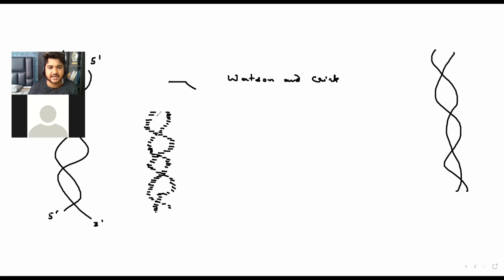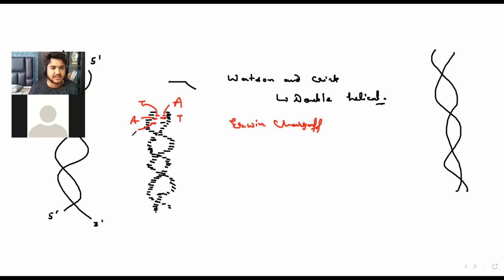And the pairing of nitrogenous bases inside was explained by Erwin Chargaff. He says that if this side is adenine, then the other side should be thymine, and if this is thymine, it should be adenine. If this is G, it should be C, and if this is C, it should be G.